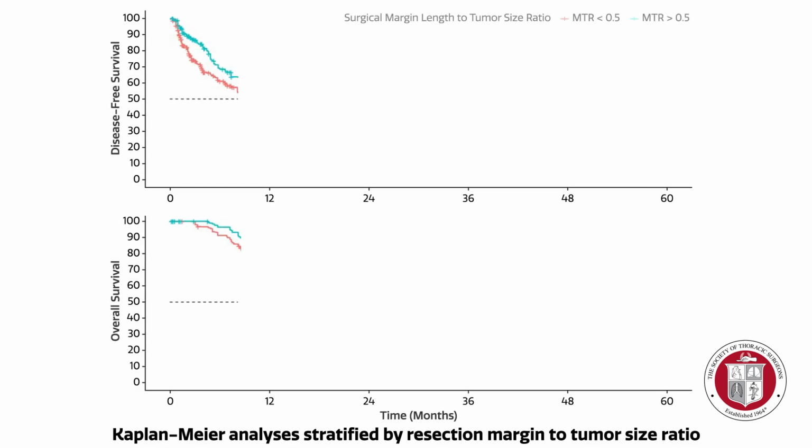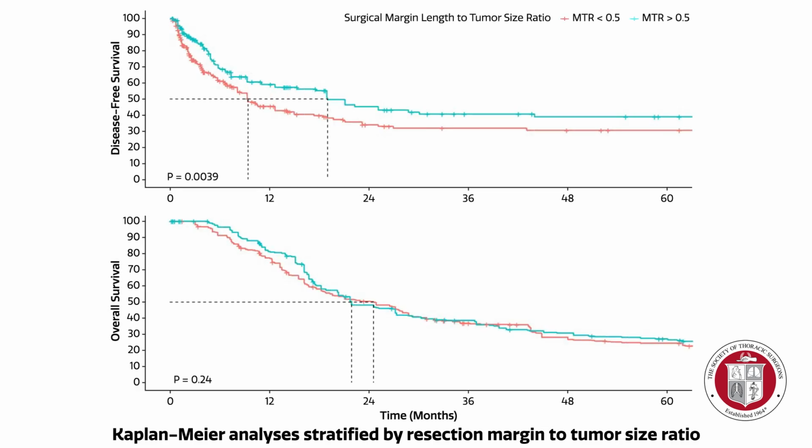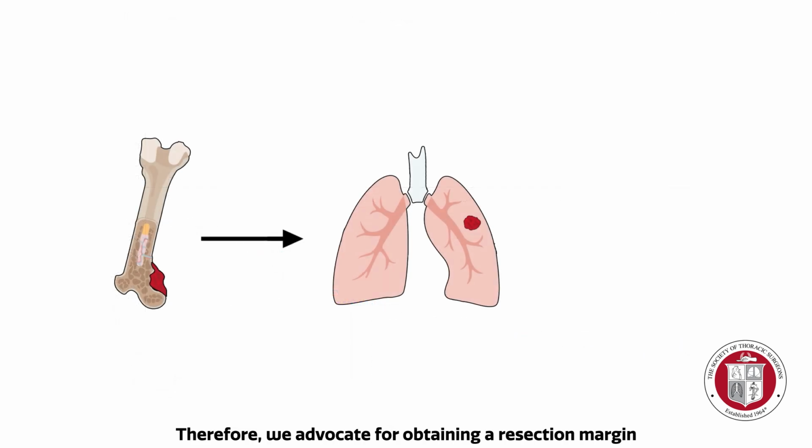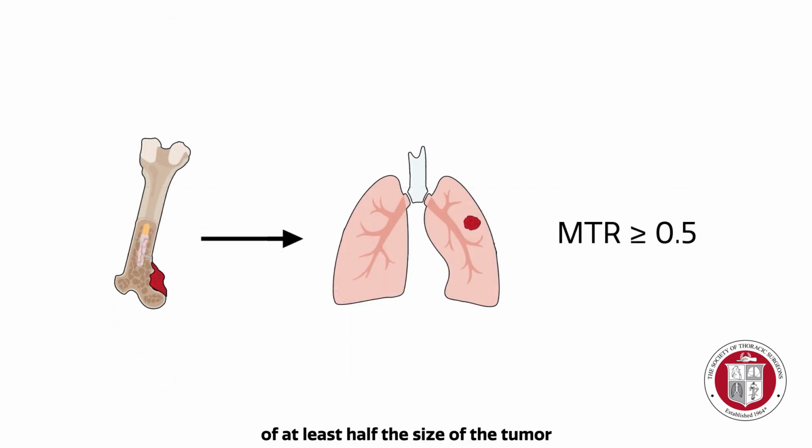Kaplan-Meier analyses, stratified by resection margin to tumor size ratio of less than or above 0.5, showed that the patients with ratios of over 0.5 fared better in terms of both overall and disease-free survival, although the difference was more pronounced for the disease-free survival. Therefore, we advocate for obtaining a resection margin of at least half the size of the tumor when resecting pulmonary metastases of osteosarcoma.